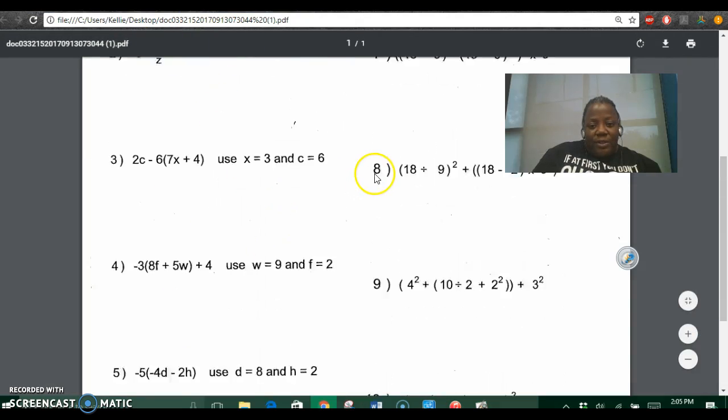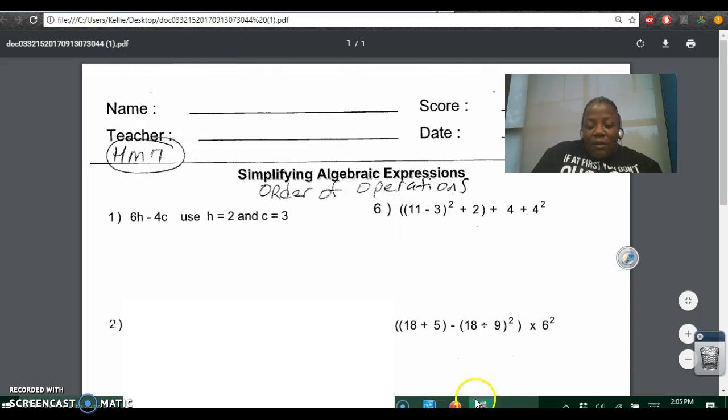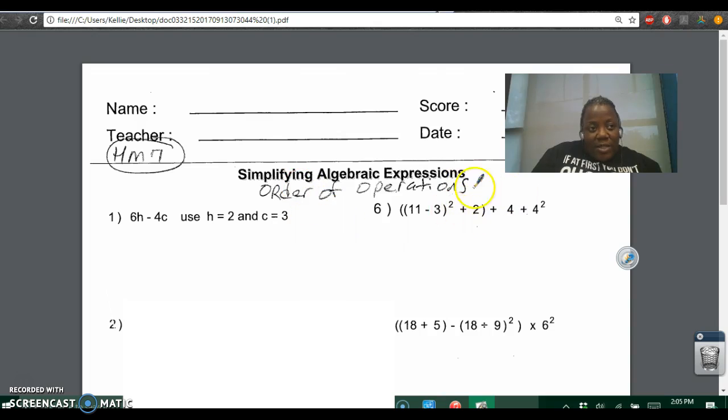Next page, or next part of the page, is the order of operations that we've been working on for a while. Let me see if I can get a couple of these done real quick before time runs out. Oh, you have nested parentheses, right? 11 minus 3, 8. But remember, that's 8 squared, and then plus 2.